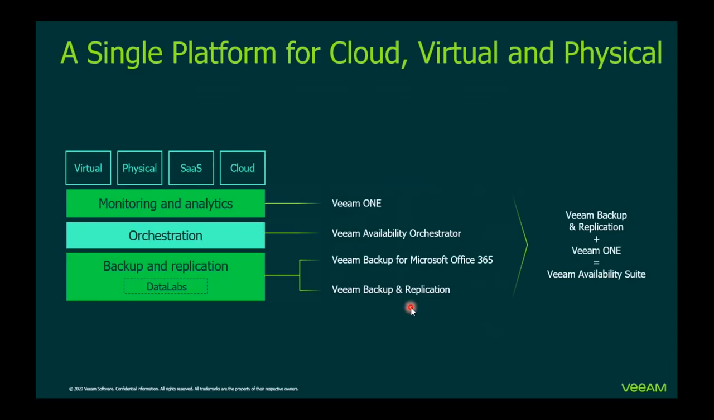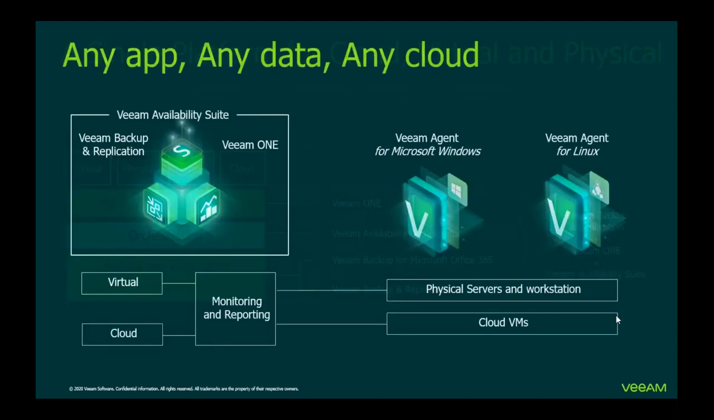Veeam Backup and Replication is the main product which does backup and replication of your three workloads: virtual, physical, and cloud. And if you combine Veeam Backup plus Replication plus Veeam ONE, we call this an Availability Suite, a complete suite which gives you 24 by 7 protection, which gives you visibility, which gives you availability of your data, right?